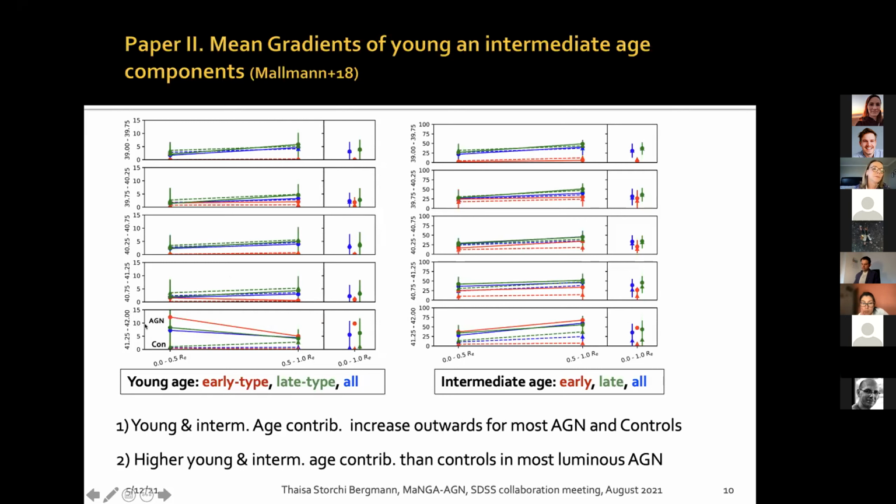So we see more young stellar population and more intermediate age population only in the most luminous AGN of the sample.